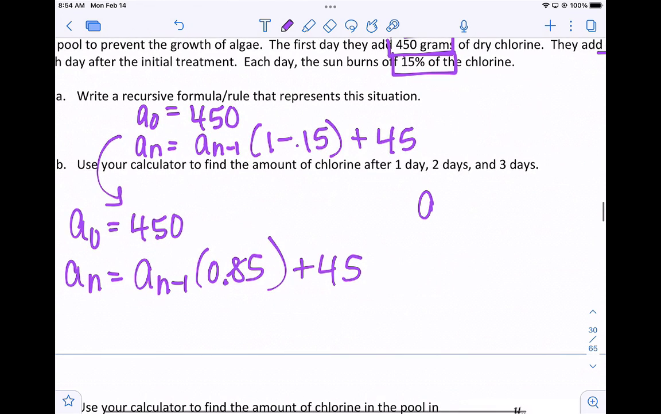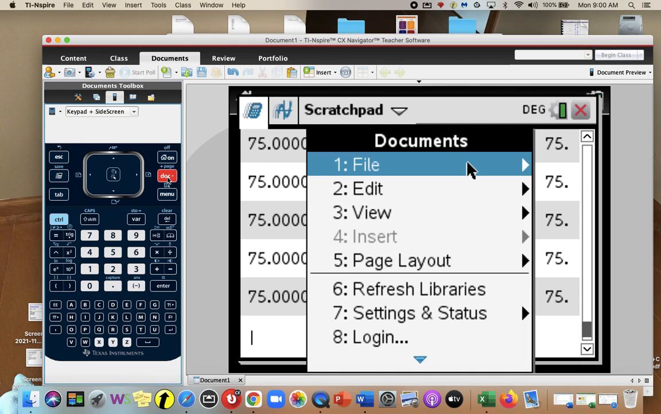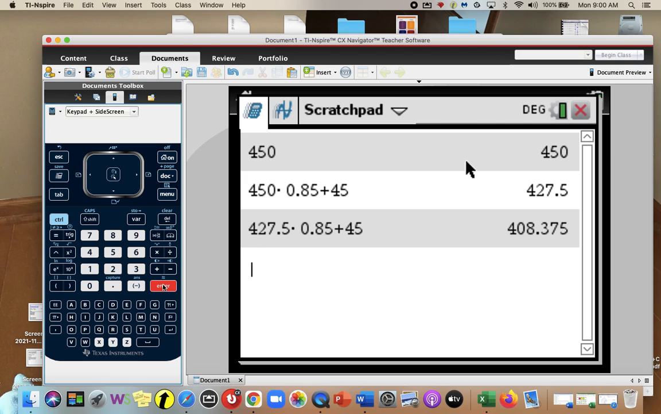Let's type this in and use it to calculate after 1, 2, and 3 days. Okay. So we're going to clear this, 2nd B to clear it, 450, and then enter times 85% of the day before, but then we're adding in 45 grams of chlorine. So every time I hit enter, it takes the day before and plugs it back in. So here's after 1 day, 2 days, and 3 days, there's about 392 grams left. So I'll write that down.